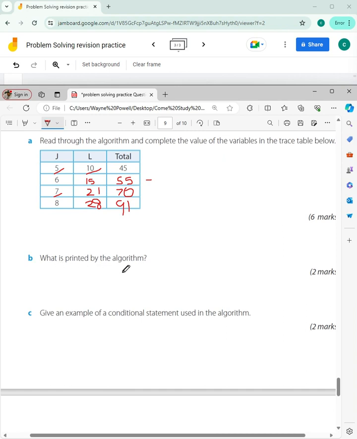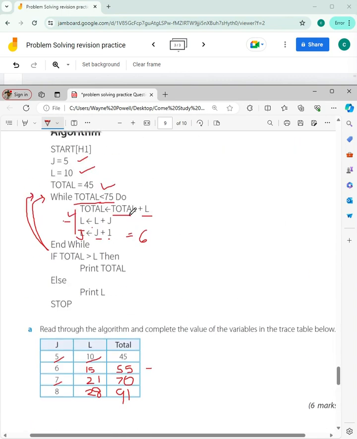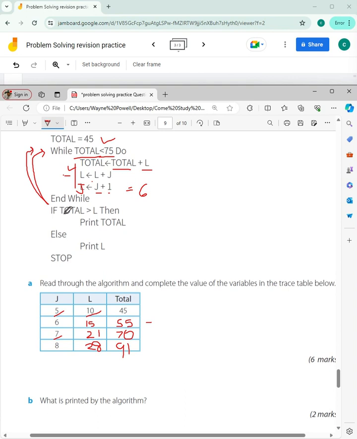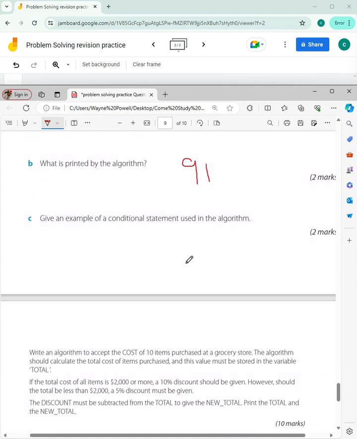What is printed by the algorithm? So we did the trace table. Now we need to say what is printed by the algorithm. It says, if the total is greater than L, is the total greater than L? Yes, we're going to print the total. And what was the total? 91. The total was 91. So it would print 91.